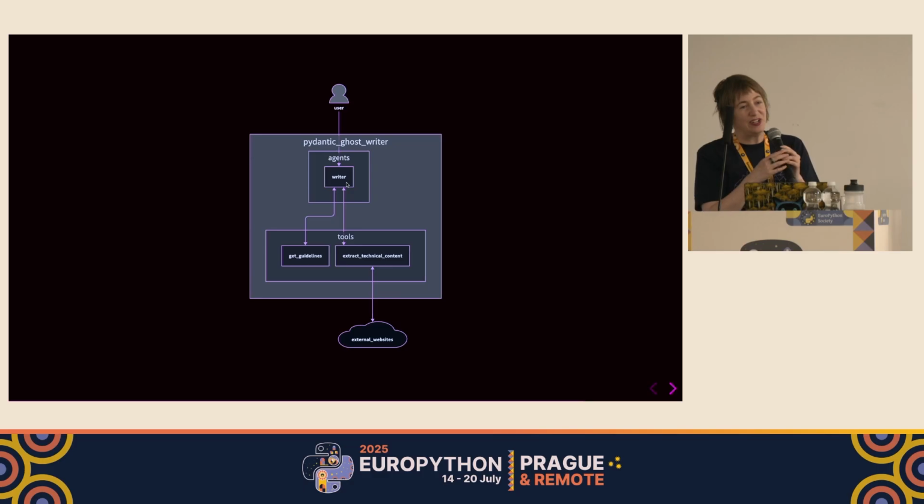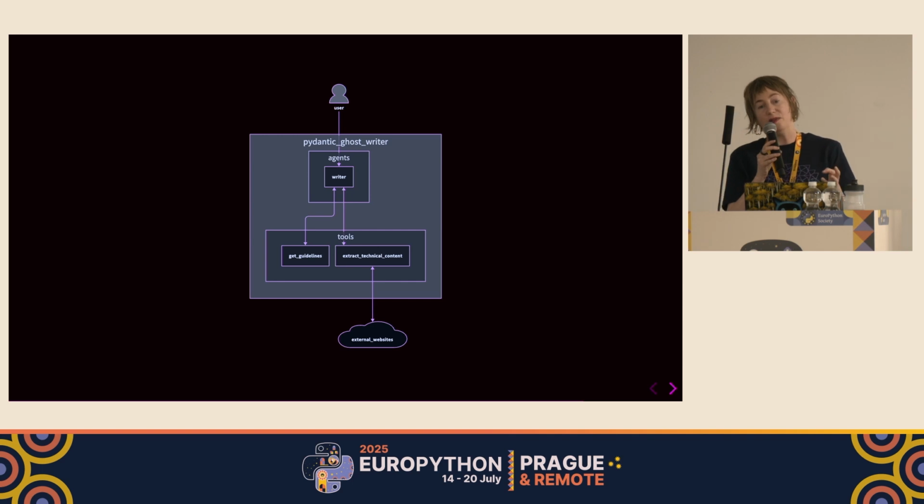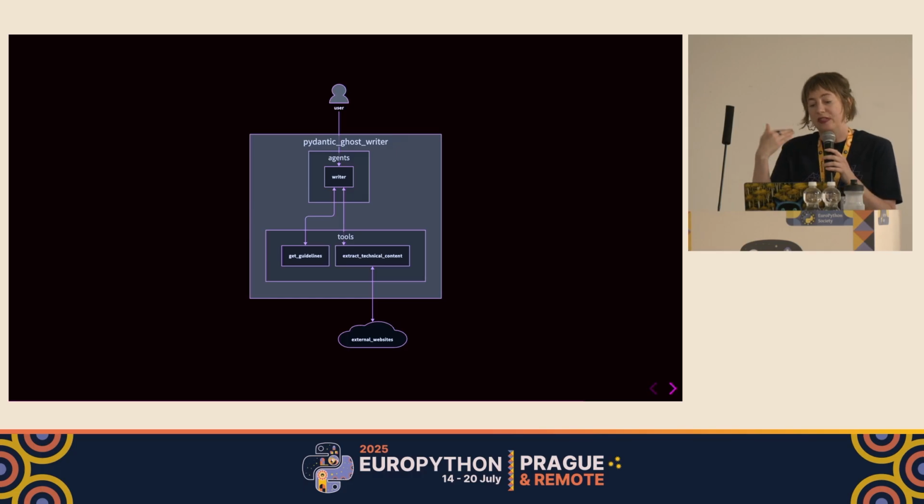And Victorien actually found this really useful D2 playground, which is a place where you can essentially write diagrams as code. It's a nice little syntax. I highly recommend that you check it out if you're interested. I started to build the diagram up from here, and I found this much more useful. So we start with the idea of a user. They send a prompt into our agent. The agent can call the get guidelines tool, and it actually responds with something, and then it can call the extract technical content tool, which then accesses the external world, a third-party API.